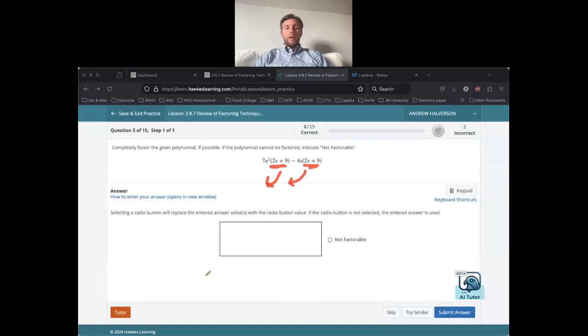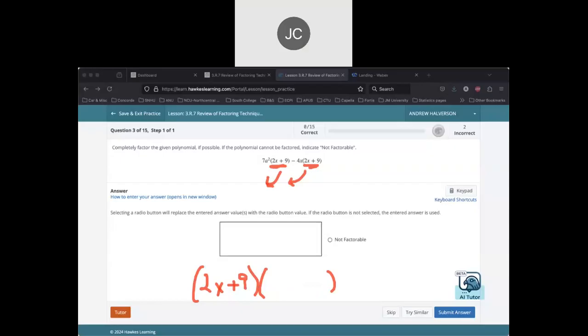So when we do that, in the first set of parentheses is 2x plus 9. What goes inside the second set of parentheses? What goes in here? Is it what's left out? The 7a to second power minus 4x? Uh-huh. 7a squared and then minus 4x. That's exactly right.